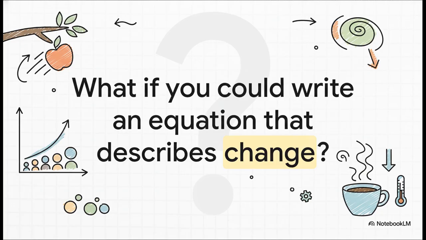Okay, let's start with a really big idea. We're all used to equations that solve for a static number, right? Like x equals 5. But what if you could write an equation for a process, not just for a single moment in time, but for the rate of change itself? Like how fast a population is growing or the speed at which your coffee cools down.